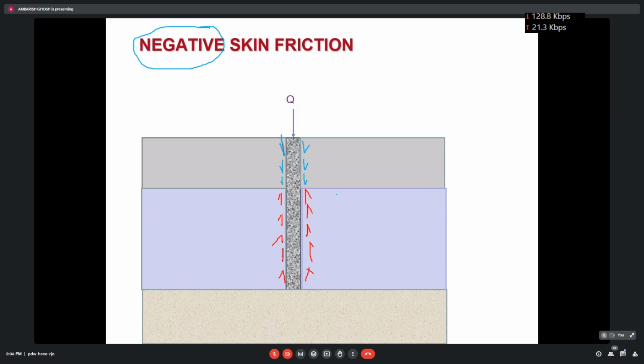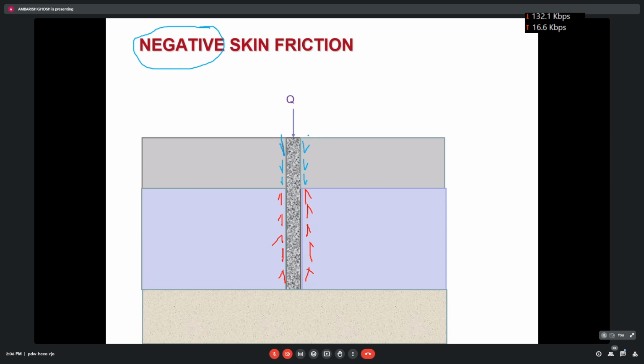So this is the skin friction we are habituated to seeing for a pile, but in this case, the skin friction is acting in the downward direction because the soil is compressible and it is settling down with respect to the pile. So naturally, it is dragging the pile in the downward direction. That's why the skin friction is acting downward.